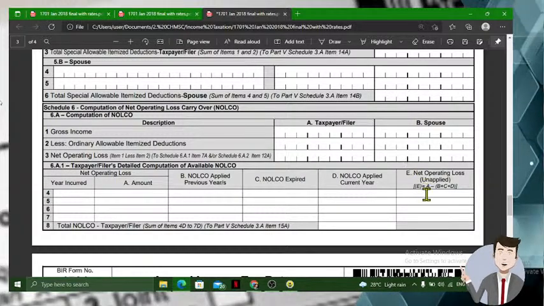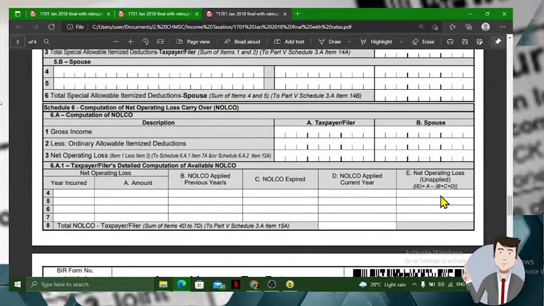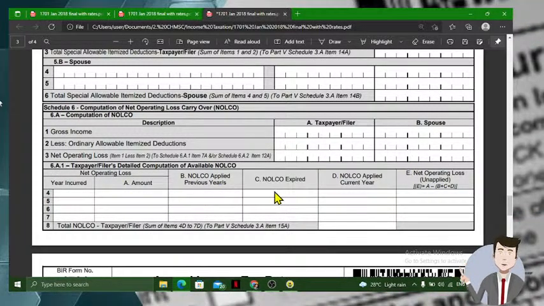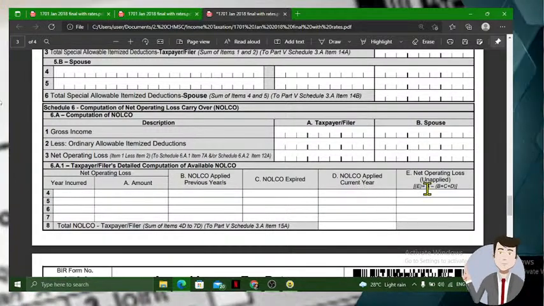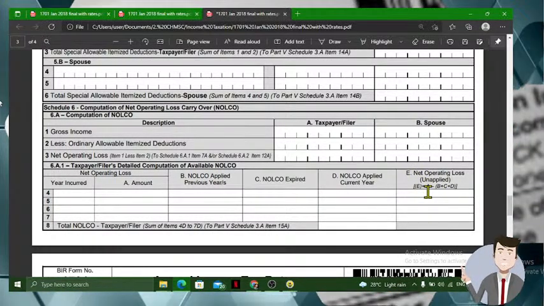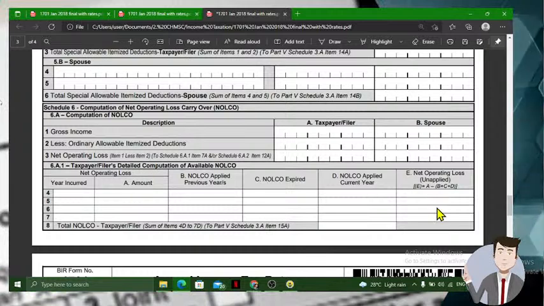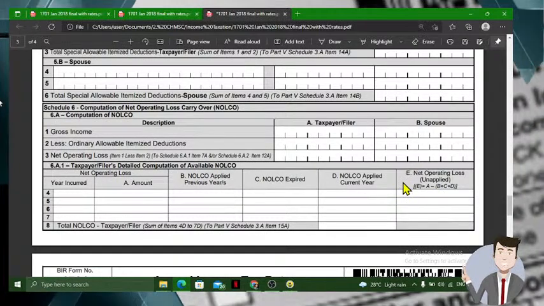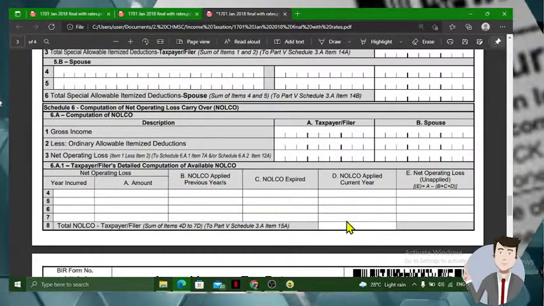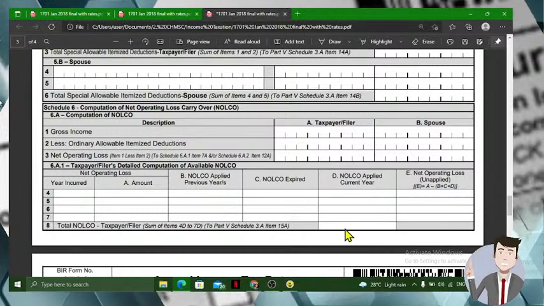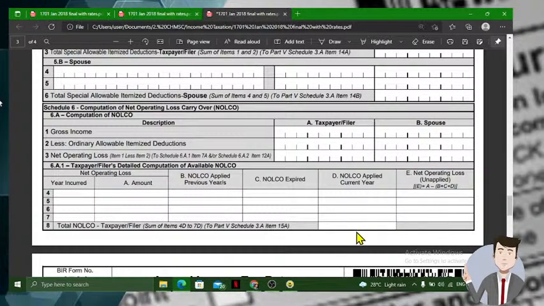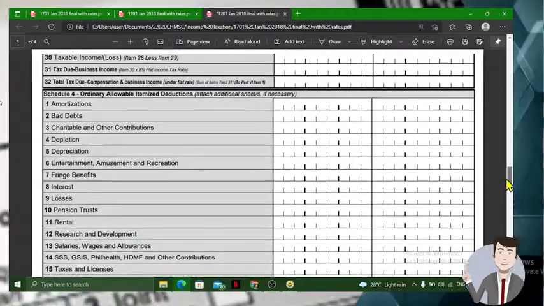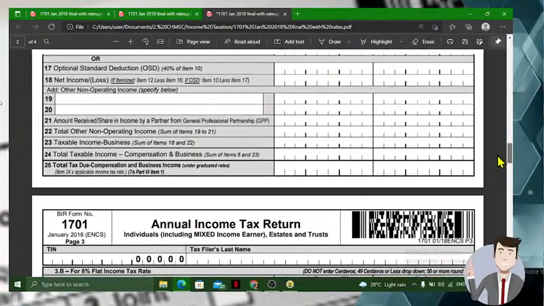Okay? So letter E is just a running balance of your NOLCO. That's letter A minus B minus C minus D. So in short, this is the remaining balance of your NOLCO that you can use next year. This column is what you cannot use for next year's income tax filing. Okay, what you have used for this year is this one. The same figure will be forwarded to our computation on page 2.